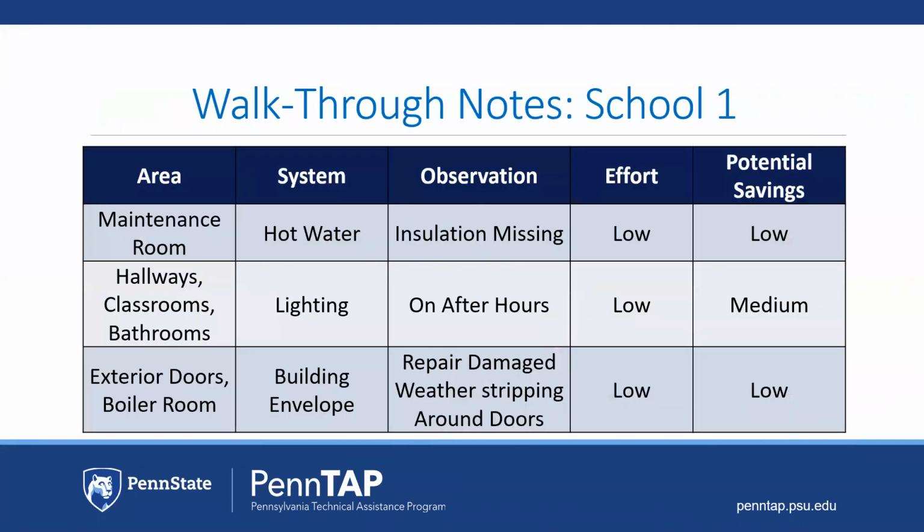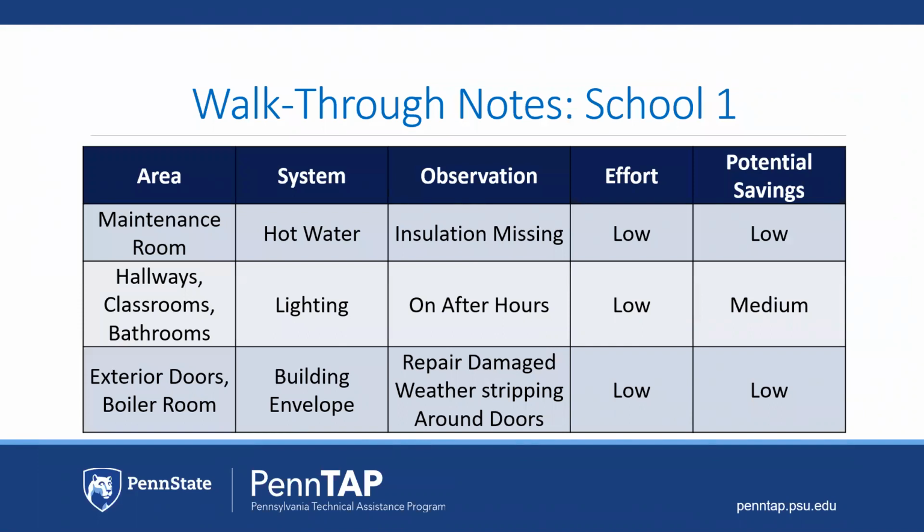What does it look like when you complete a walkthrough? So here's an example of a way to document. Break down your area by area and system. Have a place for your observations, and then there is the column labeled effort, which refers to the labor and/or cost associated with implementing that BRT measure.